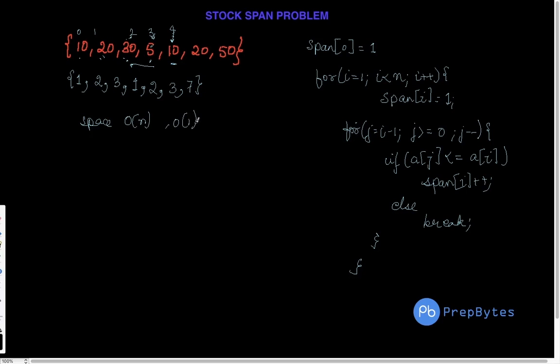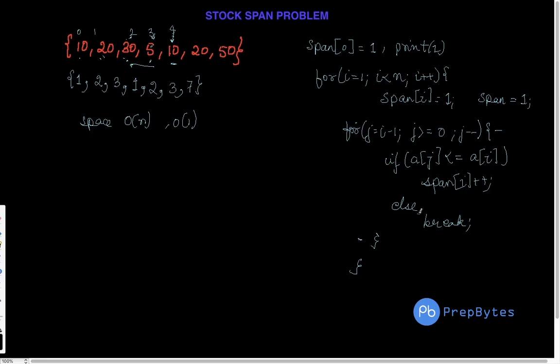How is that going to happen? Rather than keeping this span of 0 and storing the value, we'll simply print it. So here I'll just print 1. Here we'll have some variable, let's say span. It's a variable, not an array. We'll initialize it with 1, keep incrementing it here, and as soon as we come out of this particular loop, we'll simply print span.